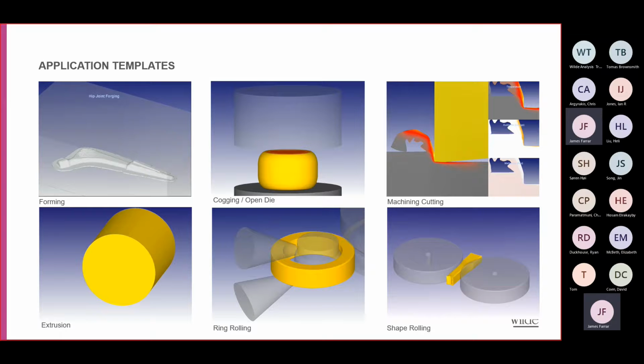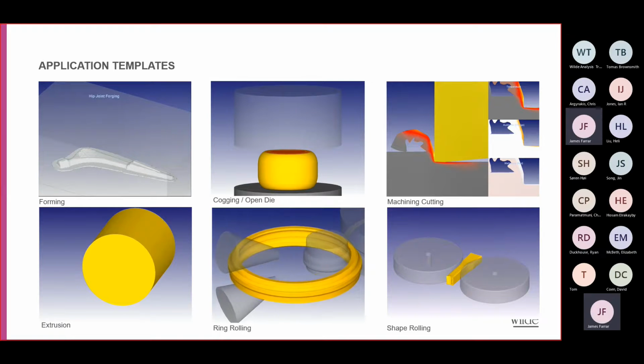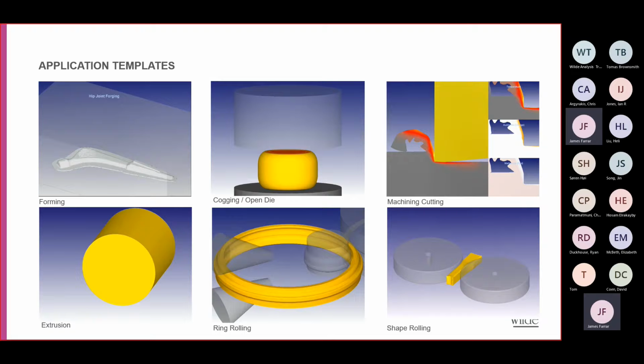We have a module for ring rolling, which takes that preformed shape that we made in open die and then looks, in this case, at a casing application here. So that's a bespoke module, and that uses a very specific solver. So there's a dedicated solver for ring rolling.